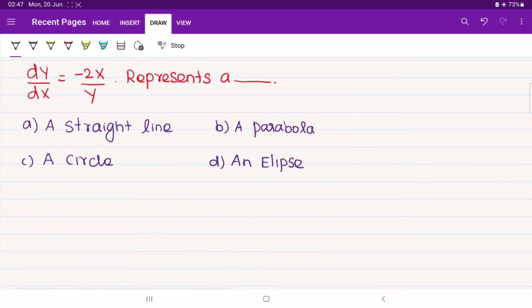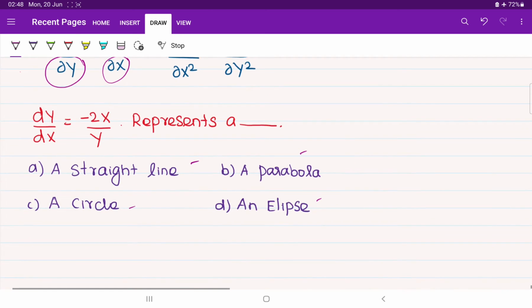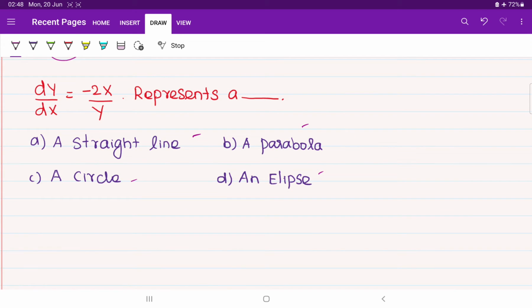See there, the question is dy by dx equal to minus 2x by y represents a dash. Whether the above equation is a straight line, a parabola, a circle or an ellipse, we have to identify that. You can try some other methods also. If you feel this equation can be solved with the variable separable method, you can try that. But here I would like to teach the new method. If you are unable to solve some equation with the variable separable method and the Leibniz linear model, in that case you can go ahead with this method.